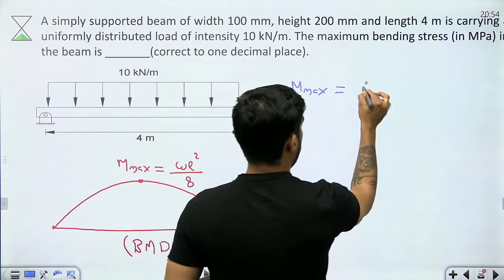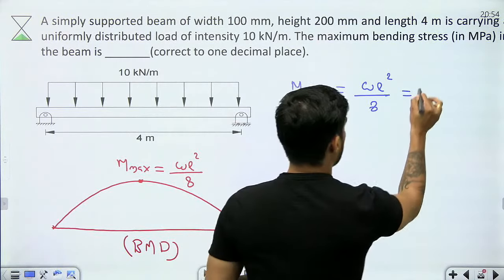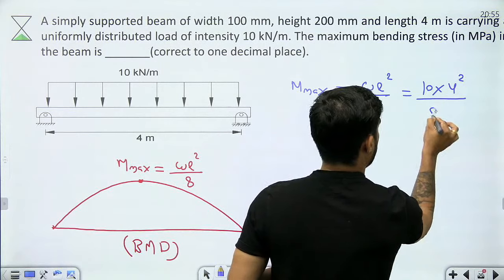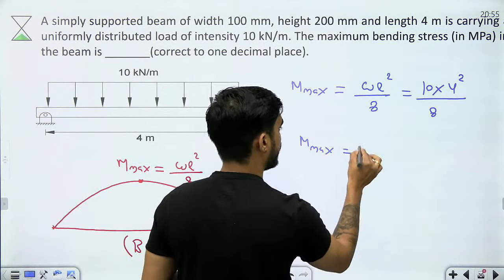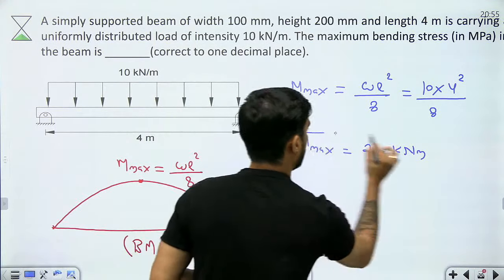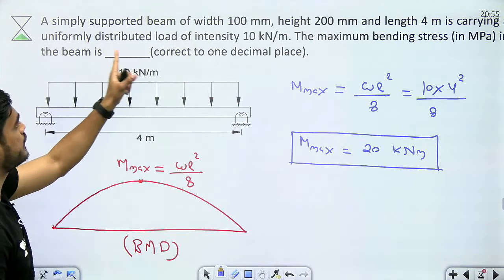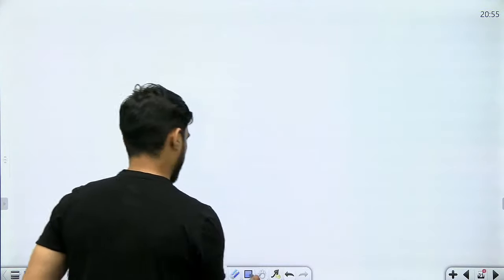So M maximum is WL square by 8. What is W? W is 10. What is the length? Length is 4, divided by 8. So how much is this coming to? M maximum is how much? This will be 20 kilonewton meter, right? Now what is the cross section? The cross section is a rectangle with width of 100 mm and height of 200 mm, right?